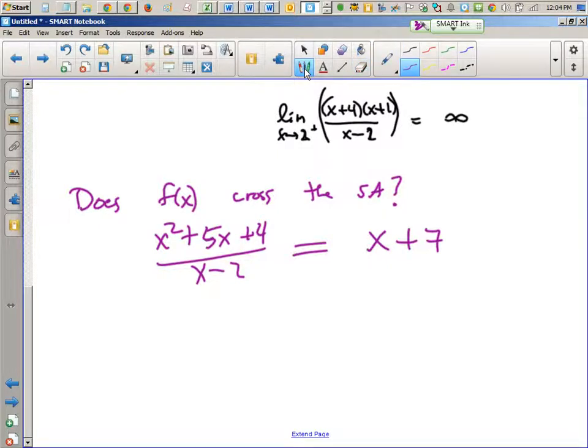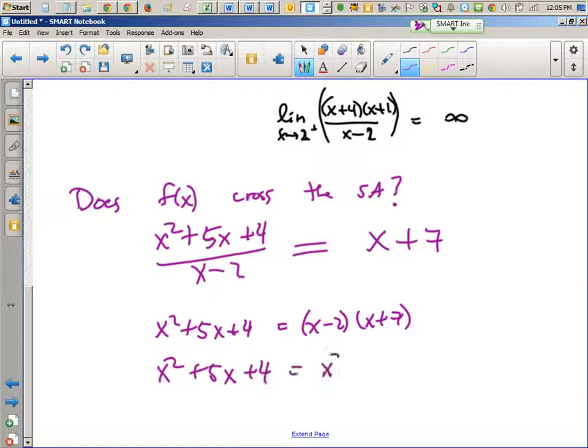All right. So let's multiply both sides by x minus 2. And you get x squared plus 5x plus 4 equals x squared plus 5x minus 14. And this is very interesting. The x squared cancels out, the 5x cancels out, and we get 4 equals negative 14. What does that mean? They don't cross. These will cross whenever 4 and negative 14 are the same number. In other words, never cross. So, no.